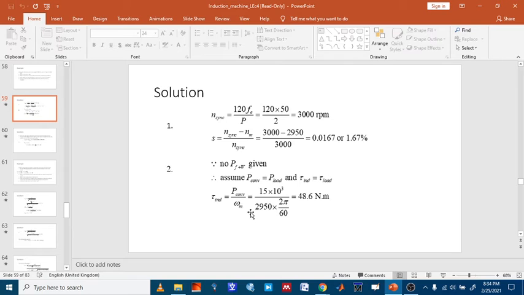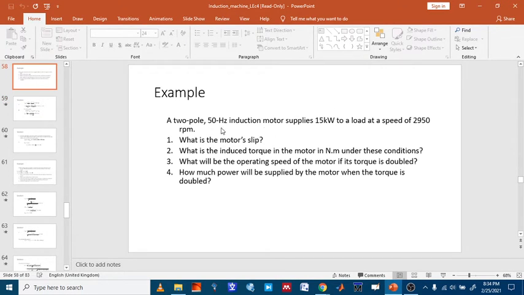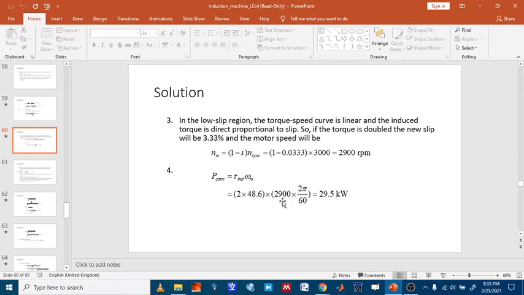Omega is measured in radians per second. The speed was given in RPM, as the synchronous speed, NS. Omega is in radians per second. Therefore, you need to convert RPM into radians per second. How can we do that? Multiply the speed, which was in RPM, by 2 pi by 60. This will be in radians per second.